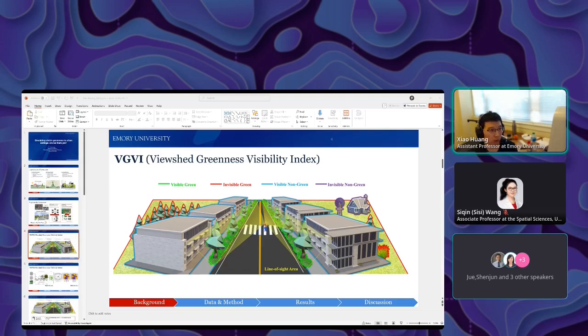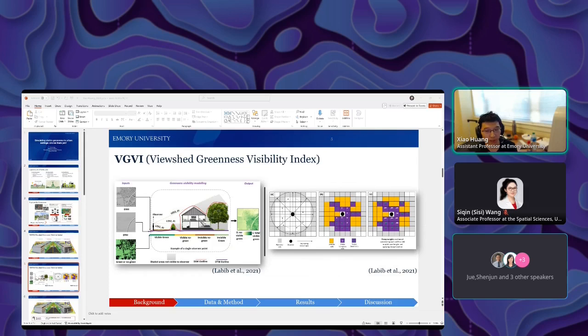And some models will also consider the distance decay effect of eyesight, because human eyes are limited and we cannot see greenness miles away from us, right? So in some of the models, they will involve the distance decay function. And a popular simulation model was developed by Dr. Labib in 2021, when the team provided an open access framework to derive greenness visibility using 3 different inputs, including digital surface model, digital terrain model, and the green and non-green mask.